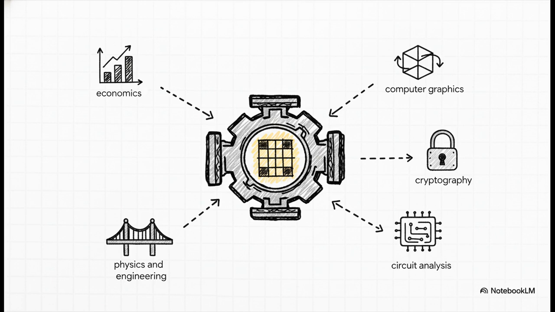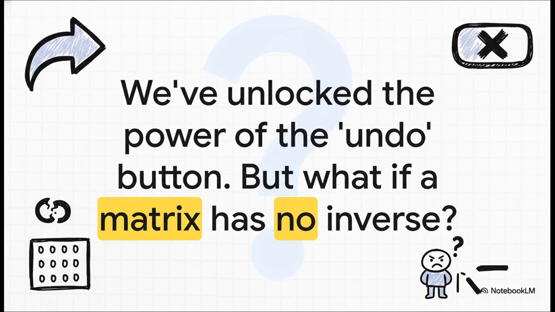It's incredibly important. So we figured out how to find this amazing undo button, but there's a twist. As one of the examples in our source material shows, sometimes you go through the whole process and you end up with a row of all zeros. The process just fails. The fact is, not every matrix has an inverse, and that leaves us with one last really fascinating question to think about. What does it mean when a system has no undo button? What happens when some actions can't be reversed?